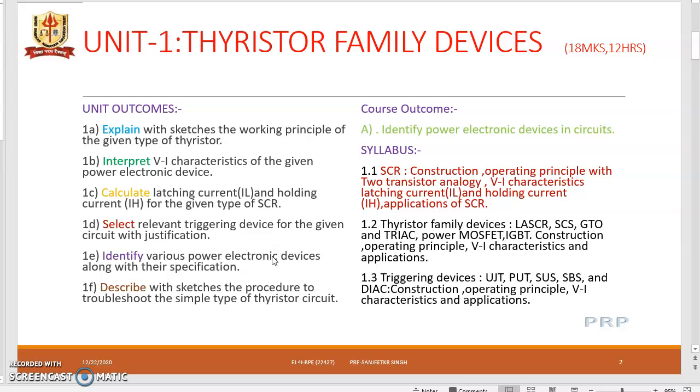Describe with sketches the procedure to troubleshoot the simple type of thyristor circuit. So here we are dealing with the SCR in this presentation with respect to construction, with respect to operating principle, and with the two transistor analogy we will study VI characteristics, and in that we will see the latching current and holding current, and finally the applications of SCR.